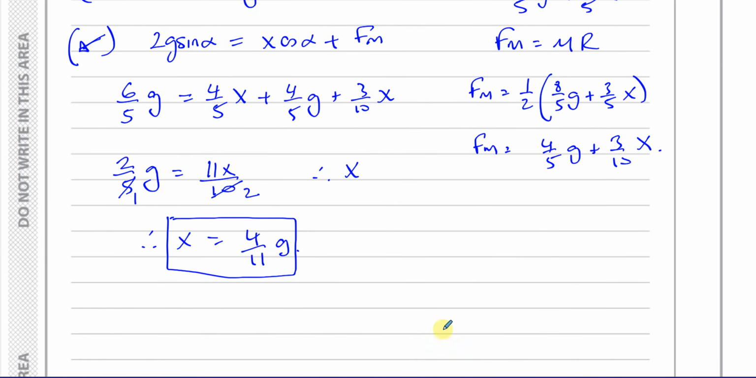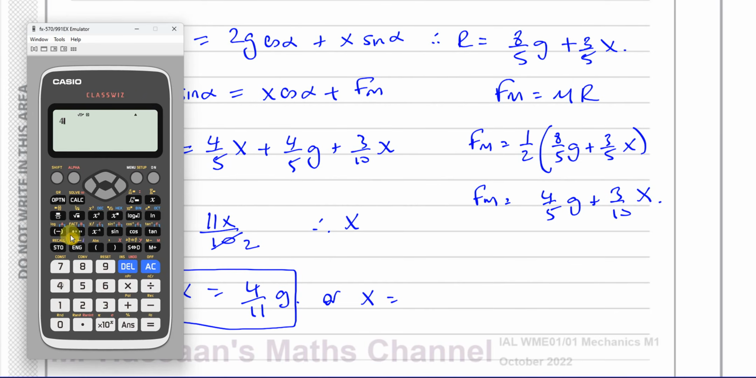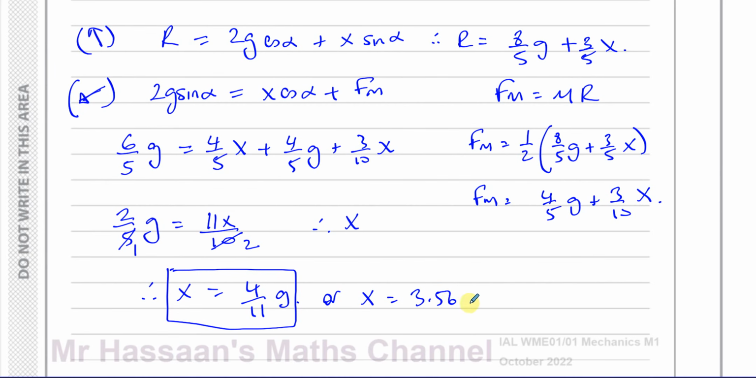All right, that's one thing you can do. We can also write the answer to 3SF. So we have 4 over 11 times 9.8, which is 3.56. So you can write it as 3.56. Or if you want, we can write it to 2SF, which will be 3.6. All of these are acceptable answers. Technically correct is this one, because we use g as 9.8. So 3.6 and 4 over 11g are technically the correct answers, but they accept 3SF.